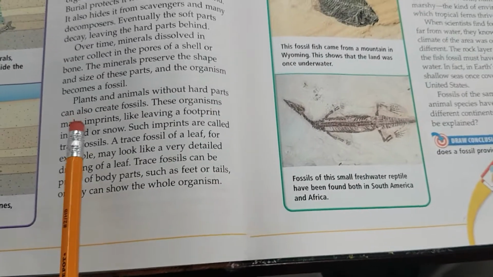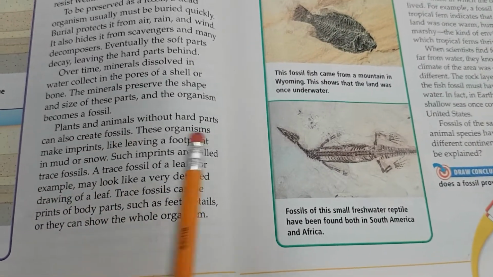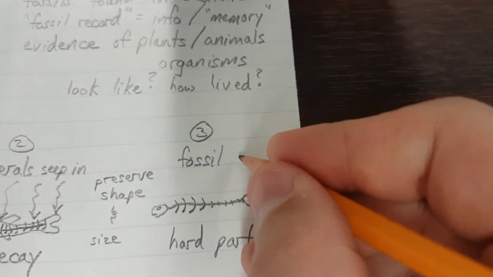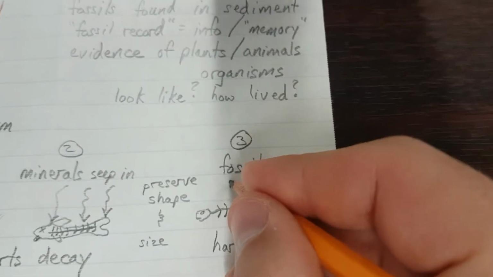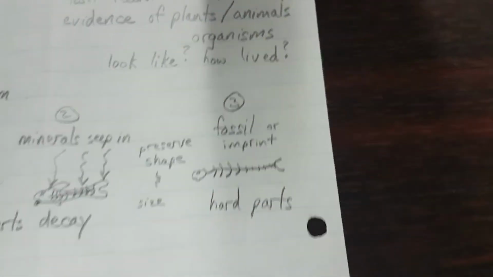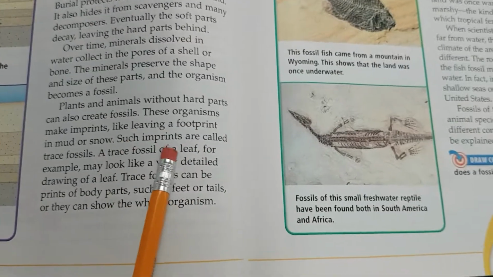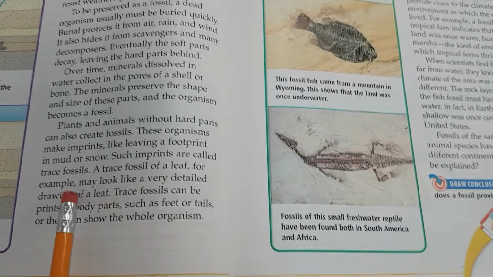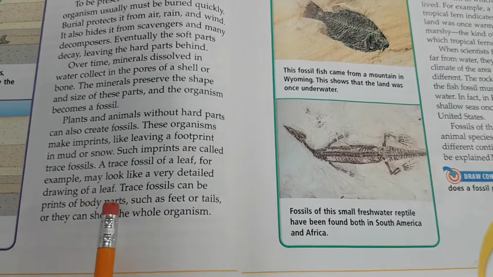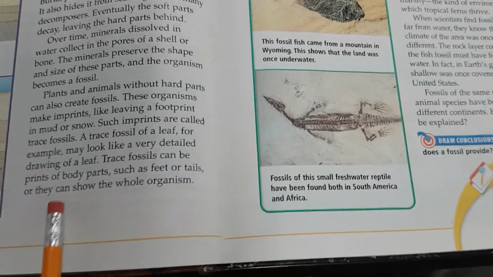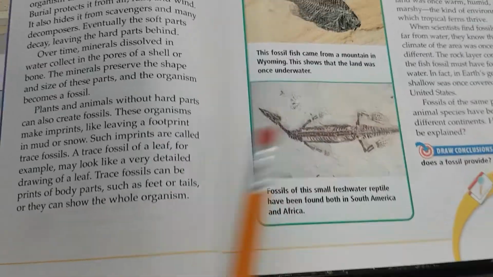Plants and animals without hard parts can also create fossils. These organisms make imprints, like leaving a footprint in mud or snow. So up here where we said fossil, let's say or imprint, I-M-P-R-I-N-T, imprint. Such imprints are called trace fossils. A trace fossil of a leaf, for example, may look like a very detailed drawing of a leaf. Trace fossils can be prints of body parts, such as feet or tails, or they can show the whole organism.